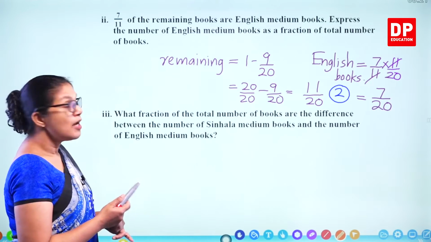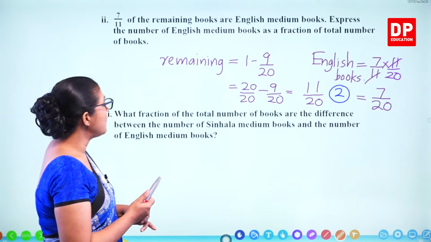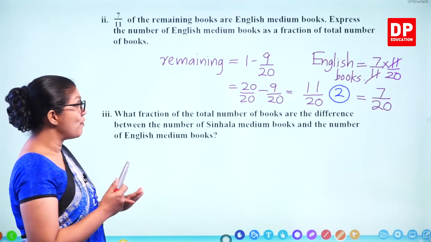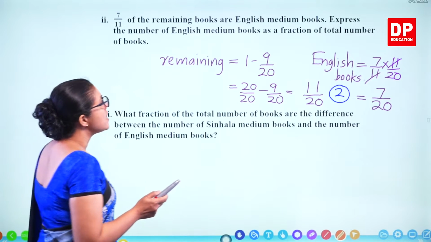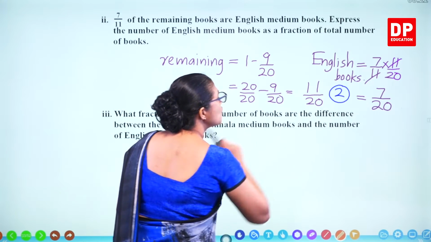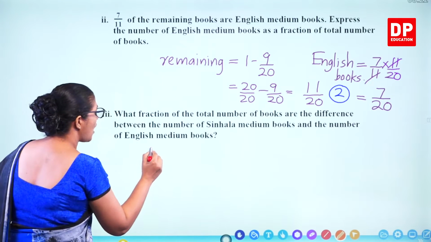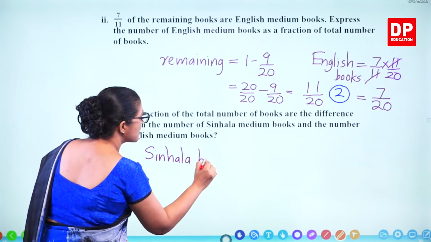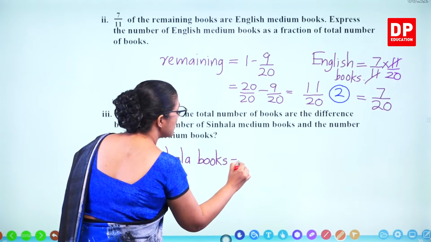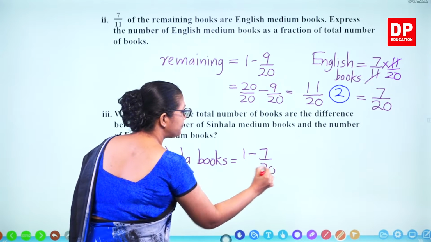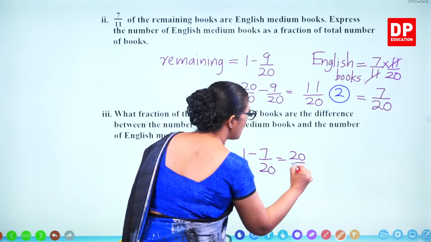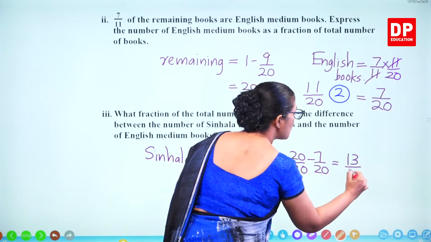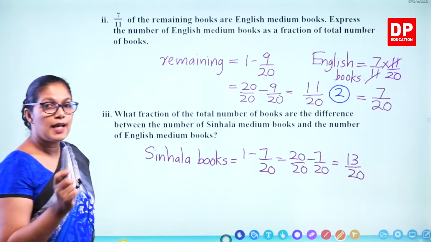Now look at the third part. What fraction of the total number of books are the difference between the number of Sinhala medium books and the number of English medium books? Now we found out the number of English medium books is 7 over 20. So we can find out the Sinhala books fraction. Sinhala books as a fraction is 1 minus 7 over 20. So you can do 20 over 20 minus 7 over 20. So 13 over 20 is the number of Sinhala books.